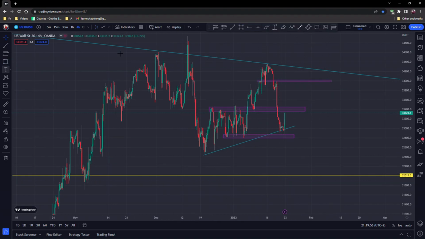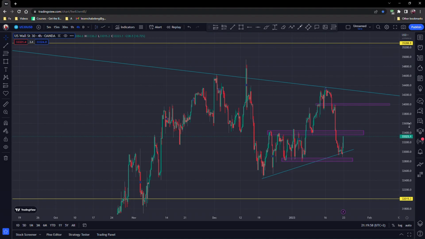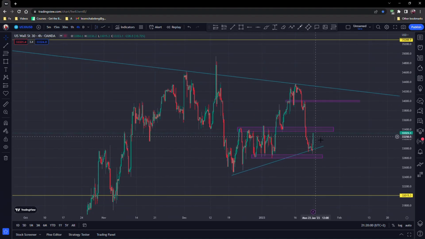But that's going to be it for US30 for the week. Should it come here, we'll be looking for a retest and then going down, or give us a retest and looking to shoot up.